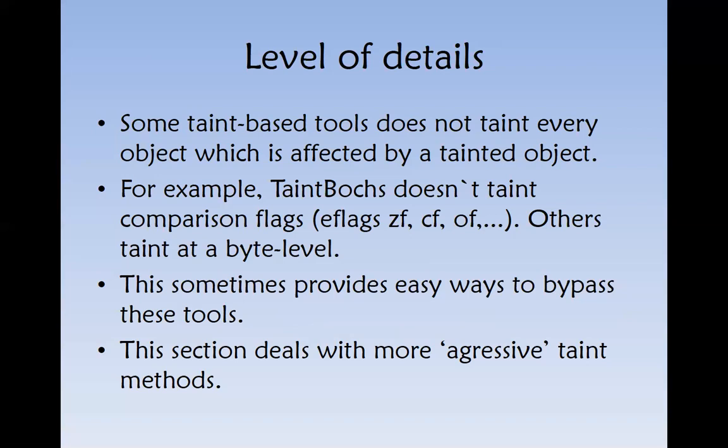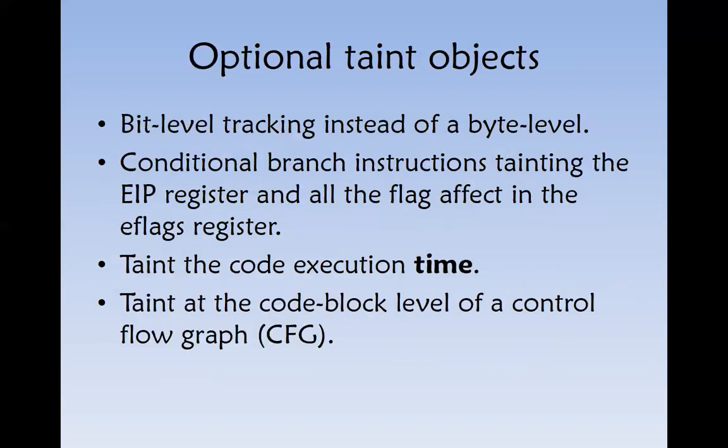So we'll look at some aggressive taint methods. We are now going to talk about a form of taint called implicit taint. You can also do bit level tracking instead of byte level tracking. Conditional branch instructions, for example, take the EIP register, and all the flags affected by the EFLAGS register you can monitor at the bit level. EFLAGS is a 4-byte register, and you can track taint at every bit level of this EFLAGS.